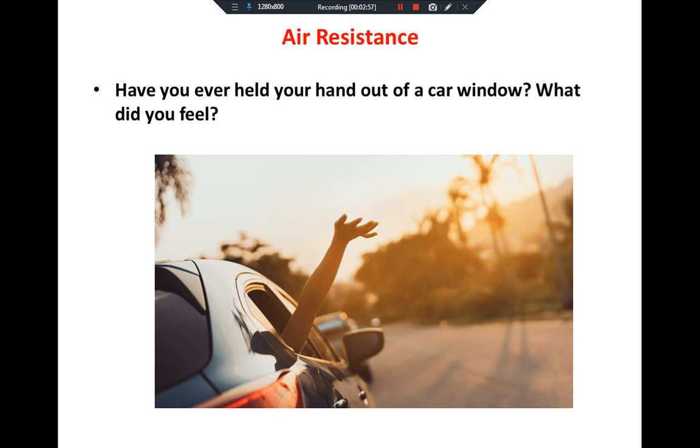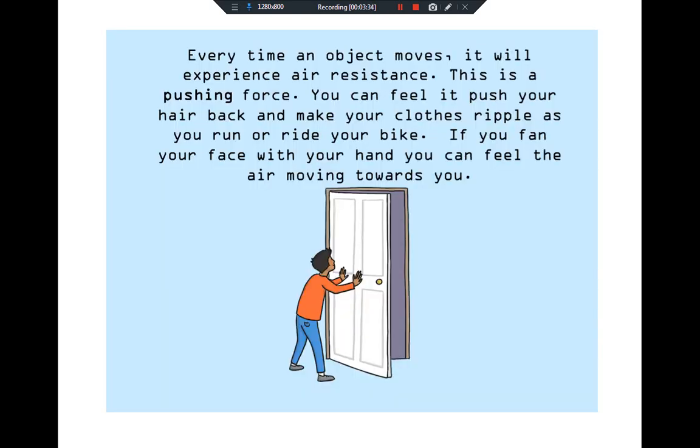So, have you ever held your hand out of a car window? If yes, what did you feel? I'm sure you did, because I did during my childhood as well. Even nowadays, when you go on the streets, you can see people holding their hand out of a car window. If you haven't done it, please do it and you'll see what the feeling is. You'll feel that there's a force taking your hand backward. That force is of air, which we call air resistance.